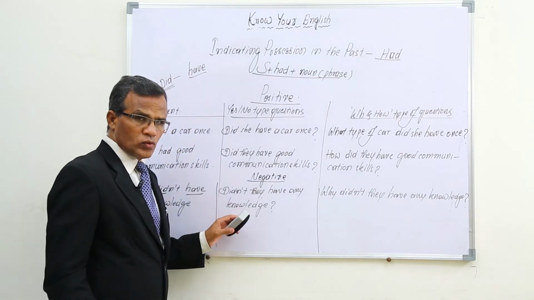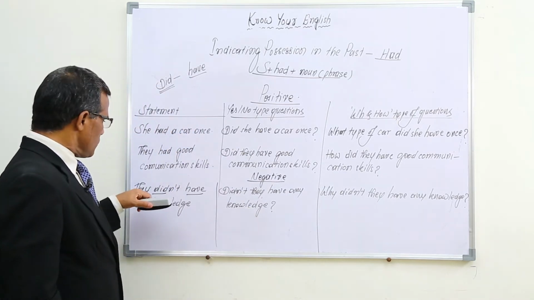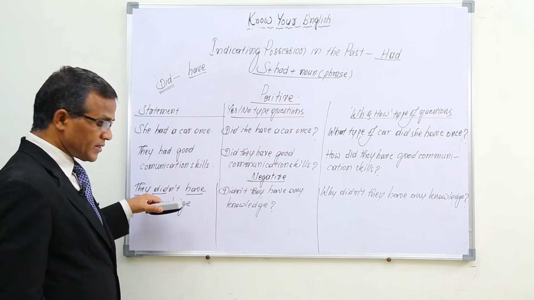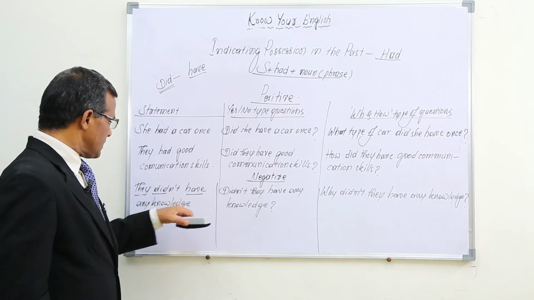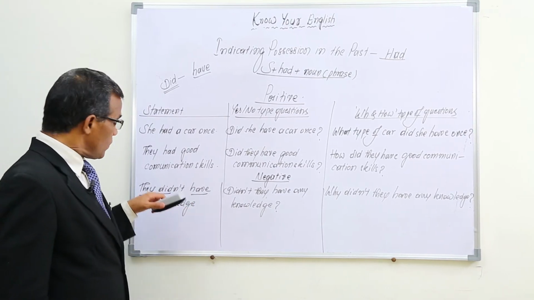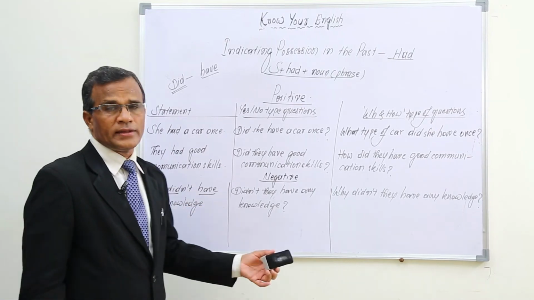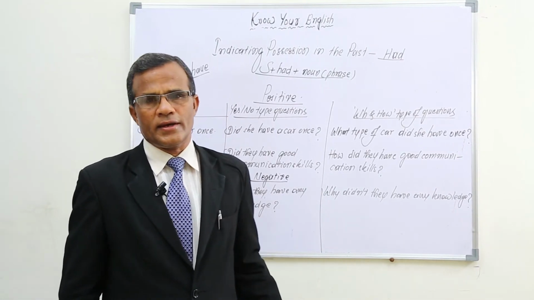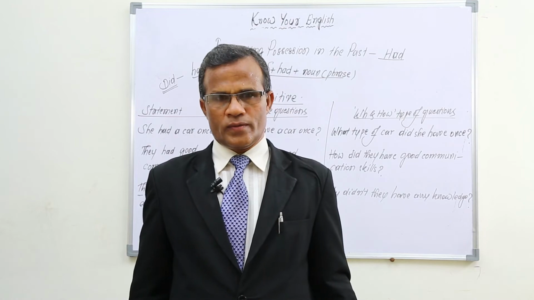In the case of who, the same. Remove the subject they, you can use who. Who didn't have any knowledge? How many people didn't have any knowledge? Like that we can get negative questions also.